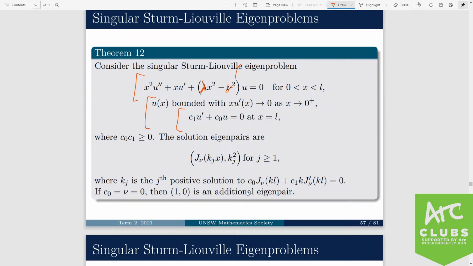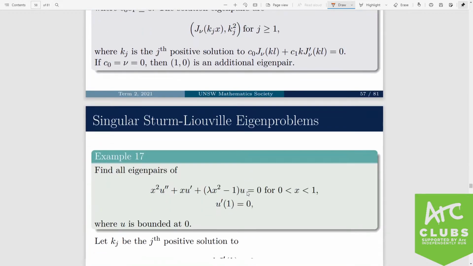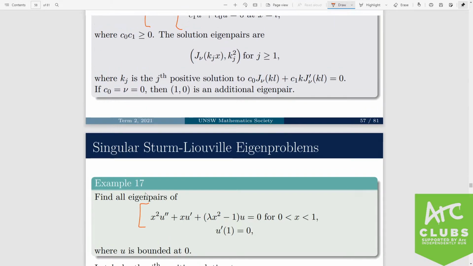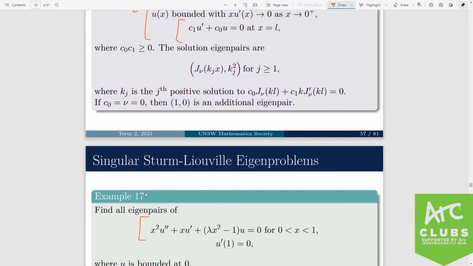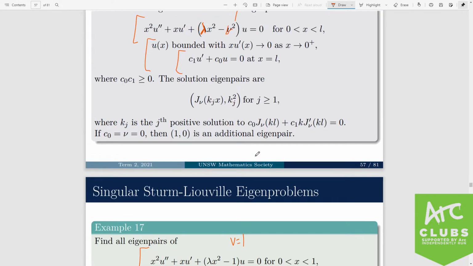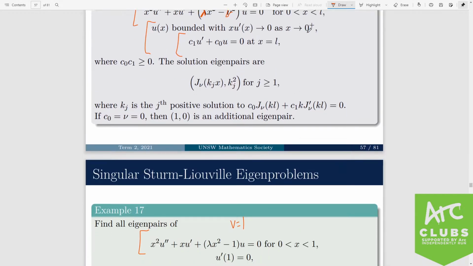So suppose we just happen to get this question in the exam. We are asked to find the eigenfunctions of this equation. Well, we just compare it to what we have here. So nu squared equals 1, so nu equals 1. And then our bounds are from 0 to 1, so here L equals 1.